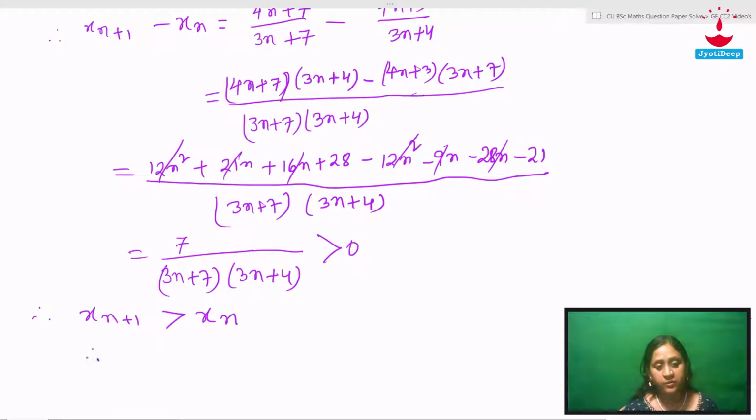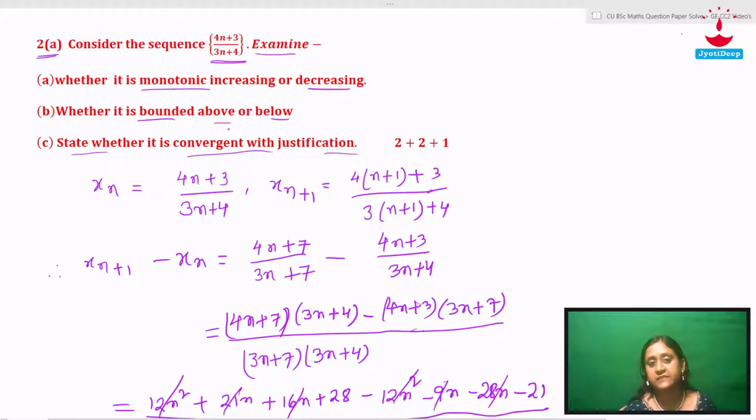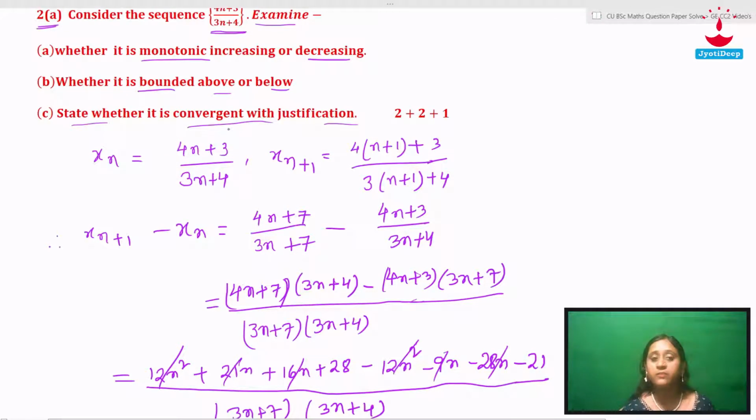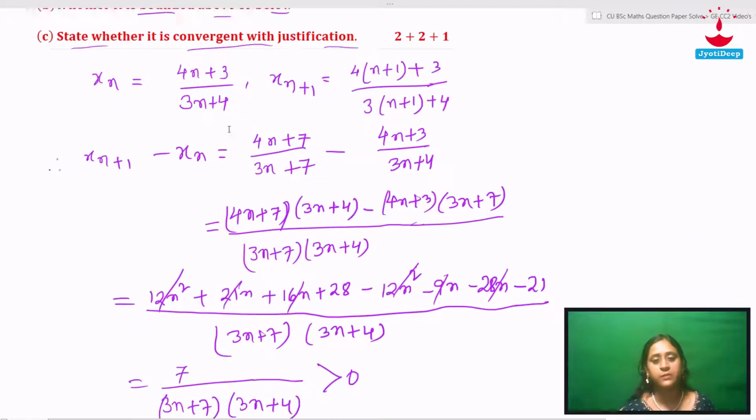So sequence xn is monotonically increasing. So our first answer we got. Whether it is monotonically increasing? Yes, it is monotonically increasing. Now we will move to the second question, whether it is bounded above or below.